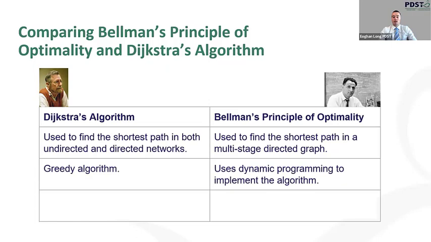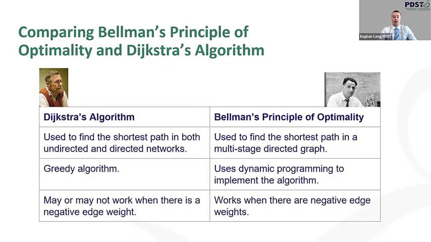Dijkstra's algorithm is a greedy algorithm which builds up a solution piece by piece, always choosing the next piece that offers the most obvious and immediate benefit. And Bellman's uses dynamic programming, which is an algorithm that helps to solve a class of problems that have overlapping subproblems through optimization. And finally then, Dijkstra's may not work if there is a negative edge weight, while Bellman's will work if there are negative edge weights involved.